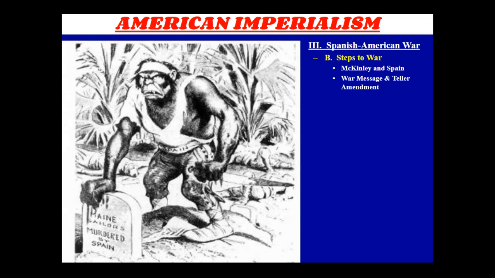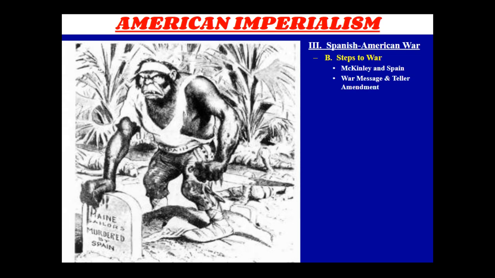On April 11th, 1898, President McKinley sent a war message to Congress. It would be the first and last time a president formally asked Congress to make a decision on whether the country should go to war. But the implication was that America had a moral responsibility to free the oppressed Cubans, and Congress agreed.